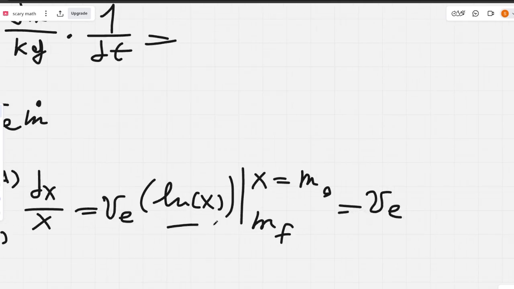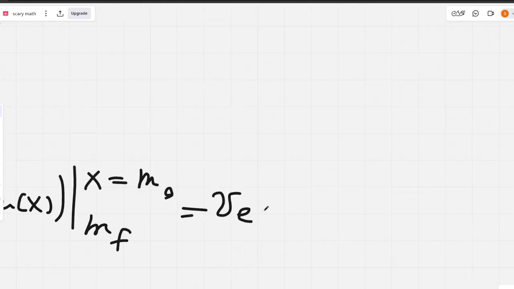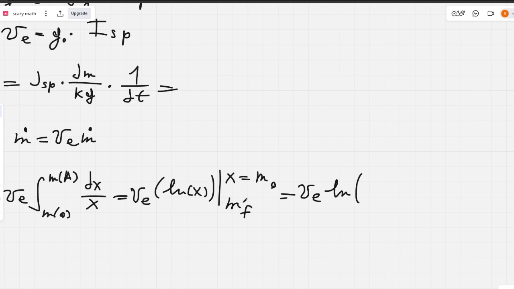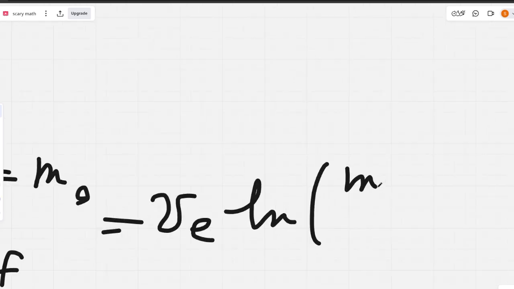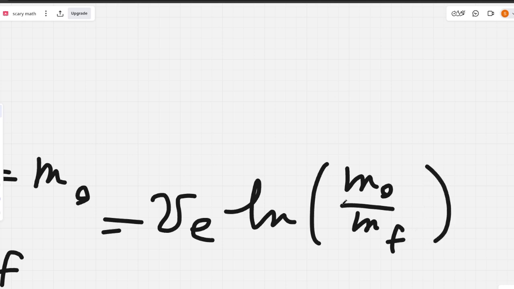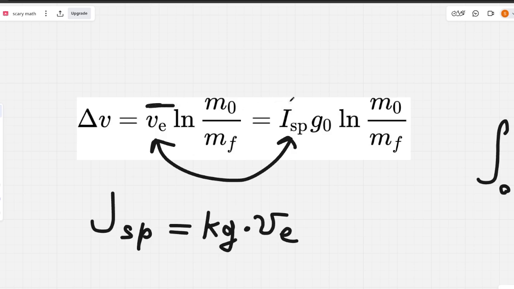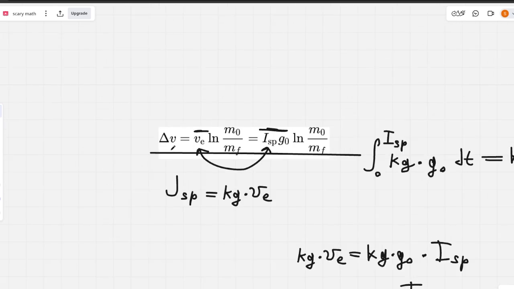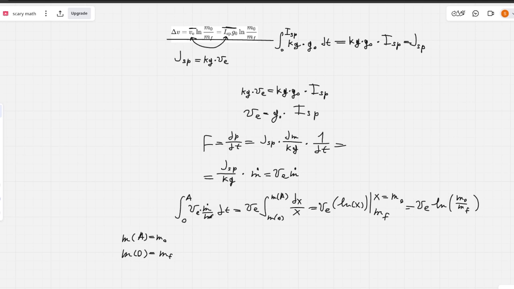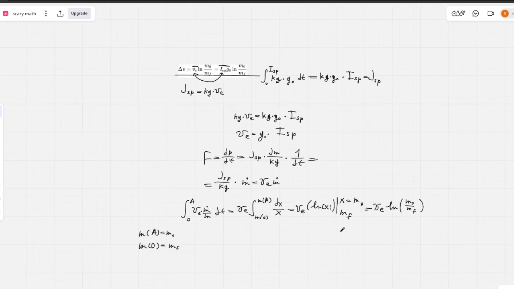So recall that when we subtract logarithms with the same base, we can just put it all inside of the logarithm and perform division. So what we get is VE times the logarithm of m0 over mf. We already established this relation. So we found delta V, or rather the way to calculate it.